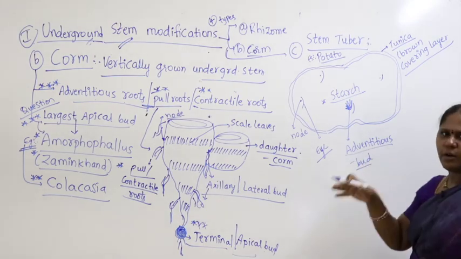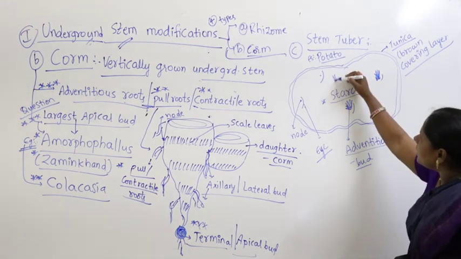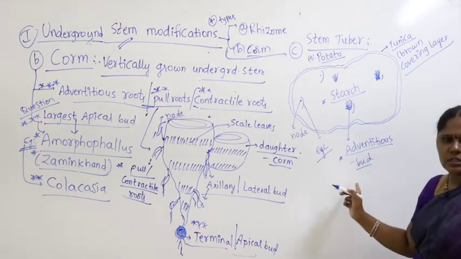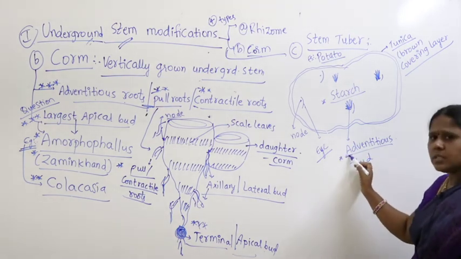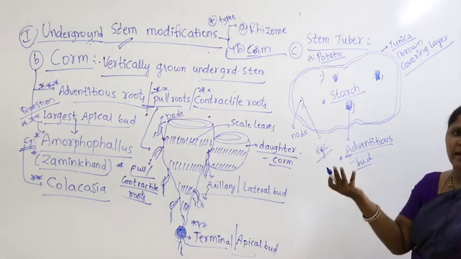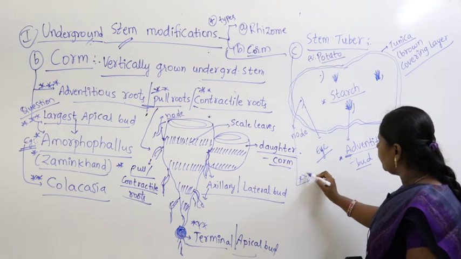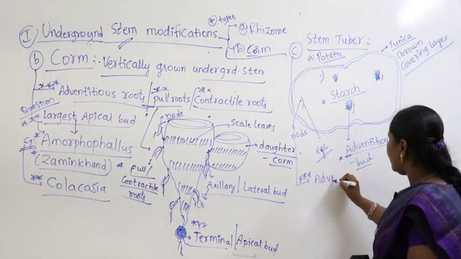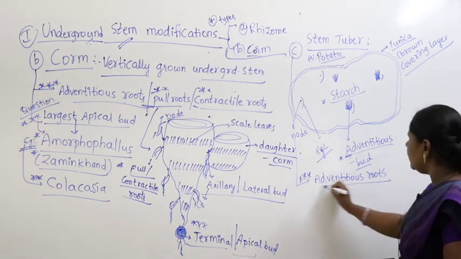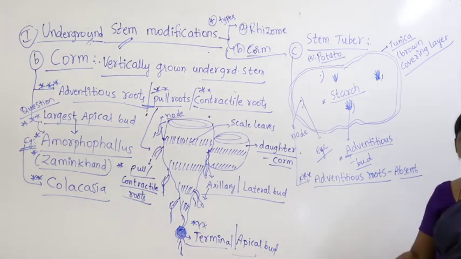Sometimes, if you keep the potato like that, you can see the formation of white colored buds from the eye. Yes or no? So this white colored bud is called what? Adventitious bud. When I say adventitious, maybe you might be thinking of adventitious roots. I am writing adventitious bud. Then where are adventitious roots? A very, very important point in this case is, make sure that you remember adventitious roots are completely absent.